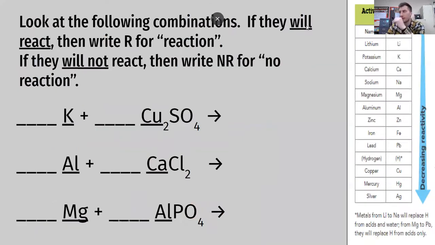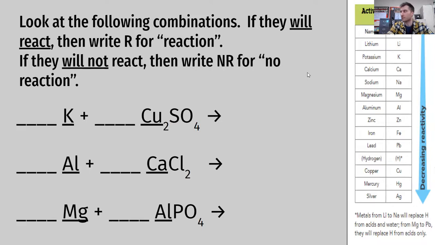What we're going to do to practice is 3 examples of being given single replacement reactions and being able to identify, first off, if that reaction is actually going to occur. If the reaction does occur, we're just going to include the letter R for reaction. And if a reaction will not occur, we're just going to write NR for no reaction.